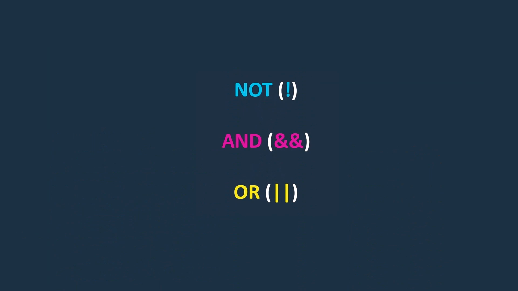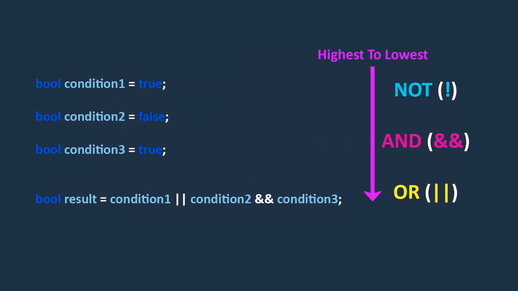In C#, logical operators are evaluated in a specific order, determined by their precedence within an expression. This is the precedence of logical operators from highest to lowest. Let's show you some examples. In this example, the AND operator has higher precedence than the OR operator. Therefore, condition 2 and condition 3 is evaluated first. Since condition 2 is false, the expression evaluates to false. Then, condition 1 or false is evaluated, resulting in true.